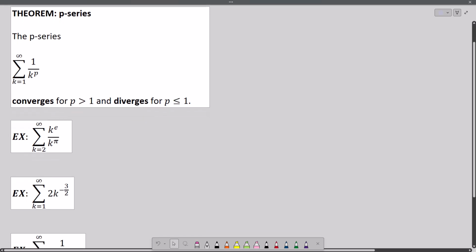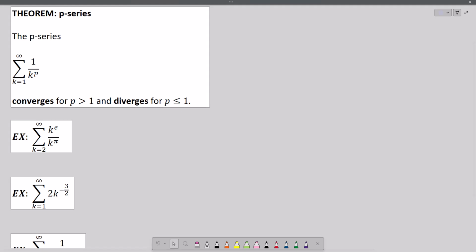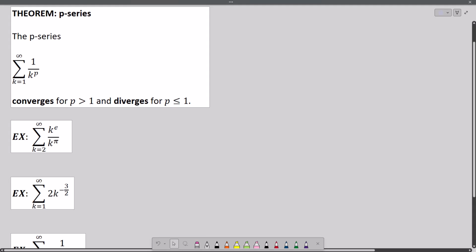A p-series is where, when we were doing improper integrations, we had powers of x in the denominator. Here we just have powers of k in the denominator, but it's the same idea. And a p-series is super simple. You would prove the p-series conclusion with improper integration. So if p is bigger than 1, convergence. If p is less than or equal to 1, divergence.